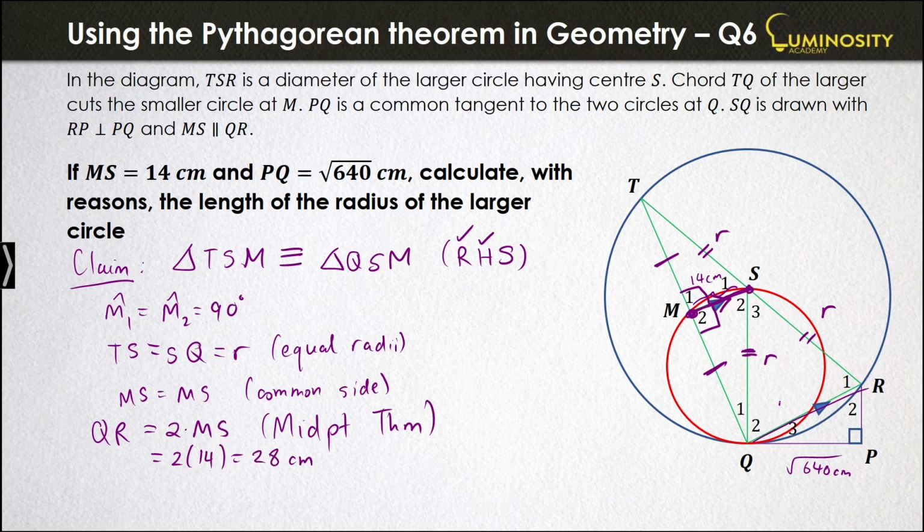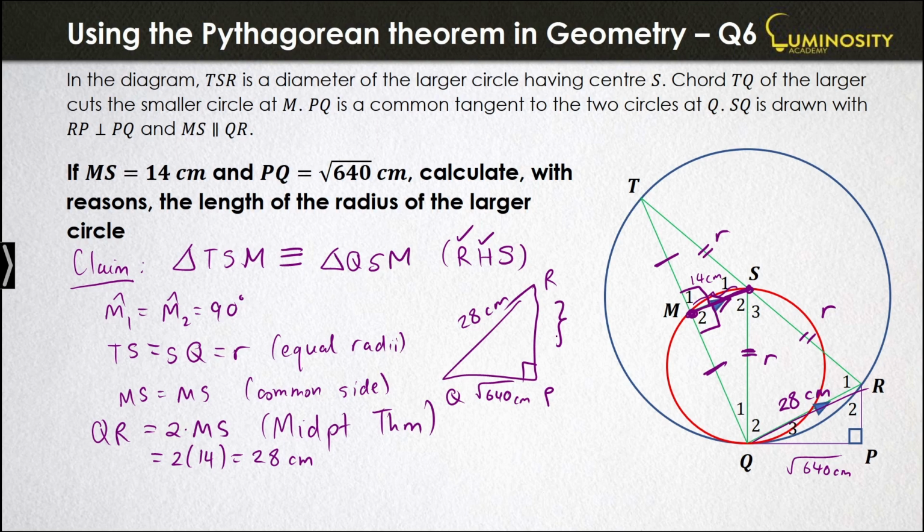And that's helpful that we know that that's 28 centimeters now, because look at this right angle triangle that we have, QPR. We know that this is 28 centimeters now, and we know that this is root 640 centimeters. Okay, so we could work out the length of RP. And then why would that be useful to us?